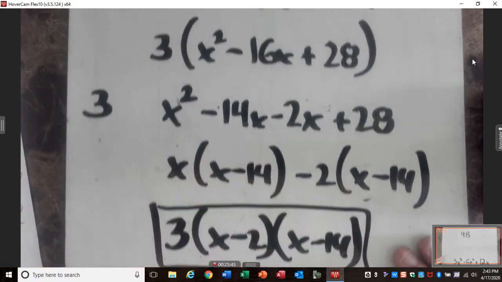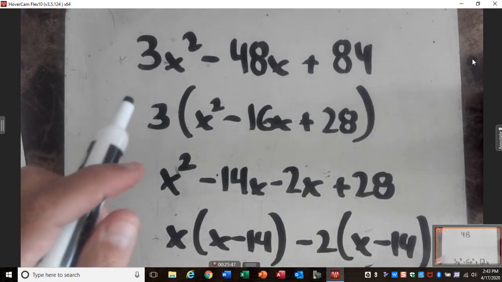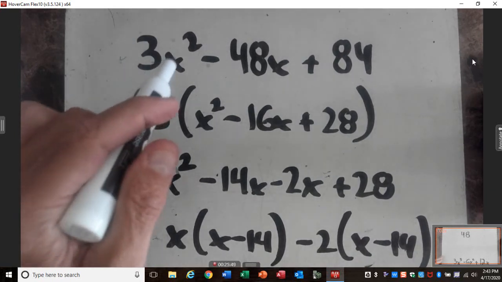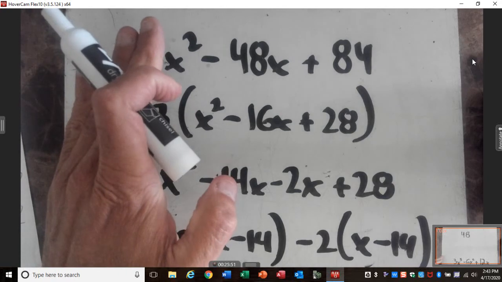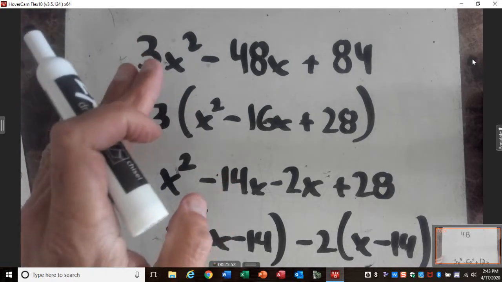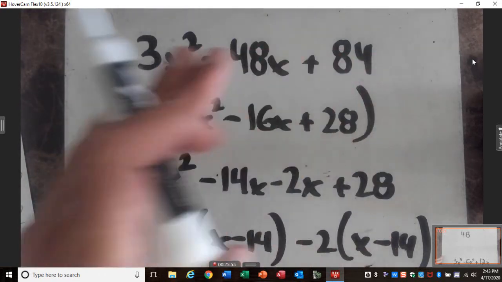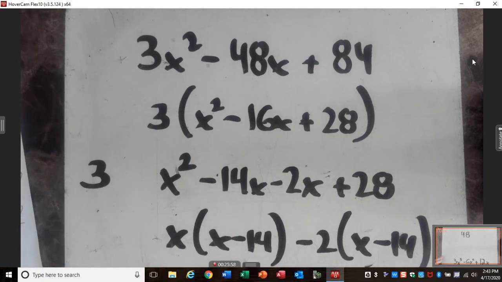Not trying to confuse you, just be aware when you see a problem when there's a number in front of the quadratic, because normally there hasn't been, but sometimes there will be. Always try to factor something out first, like we just did.